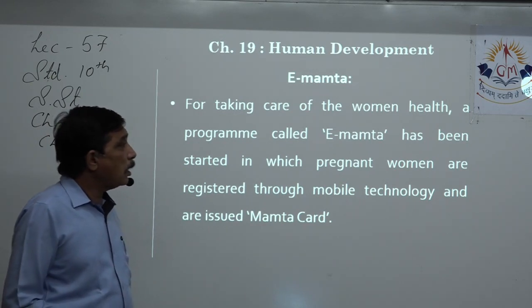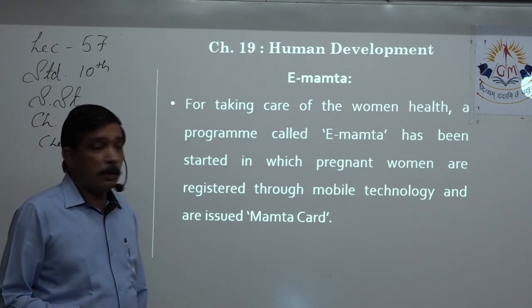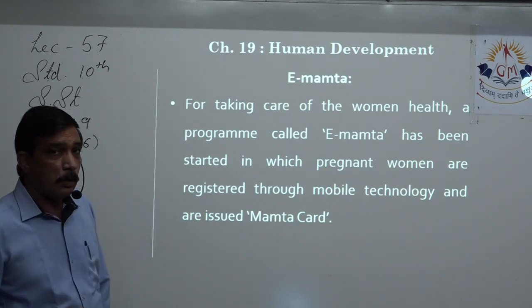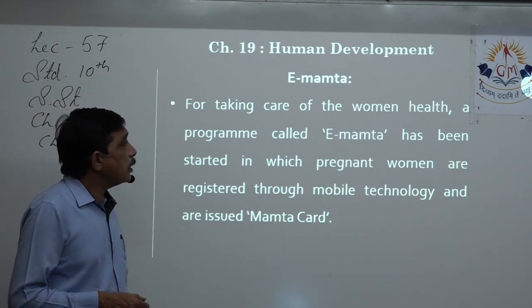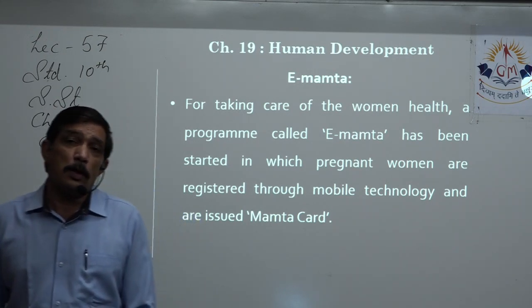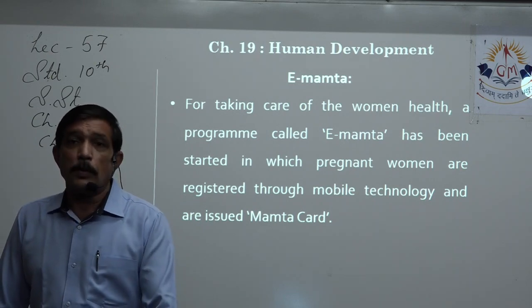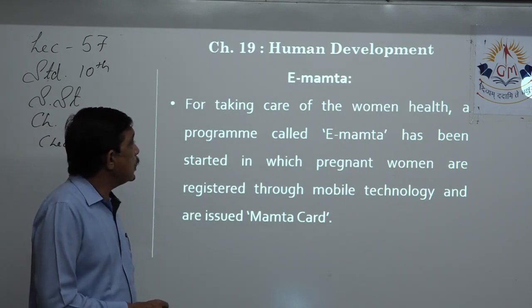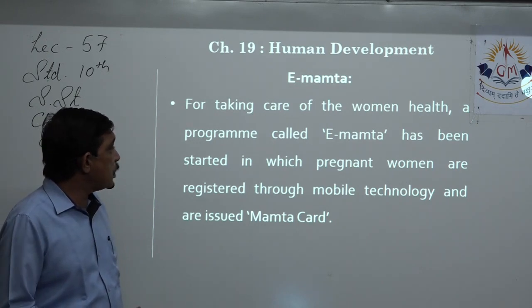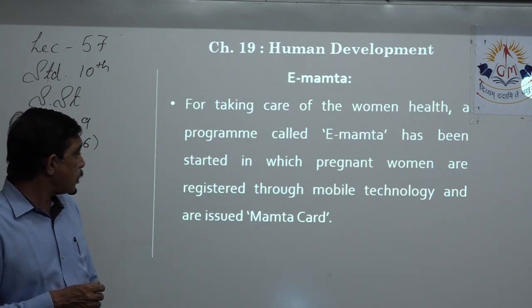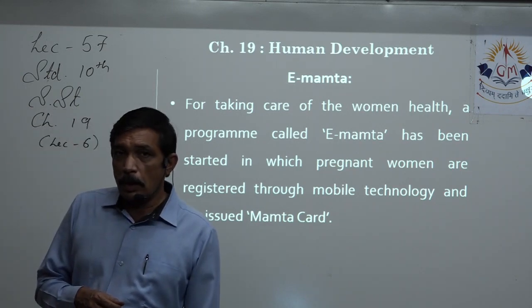e-Mamta, actually that's a card, right? The e-Mamta card. Now let us learn about that. For taking care of women's health, I emphasize this particular point because this is quite an important question, right? A program called e-Mamta has been started in which pregnant women are registered through mobile technology and issued a Mamta card.